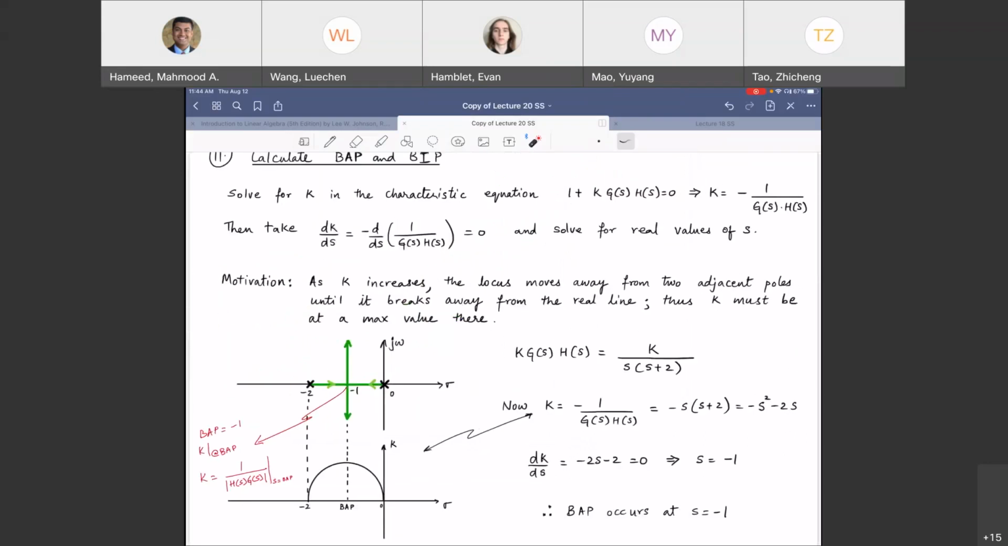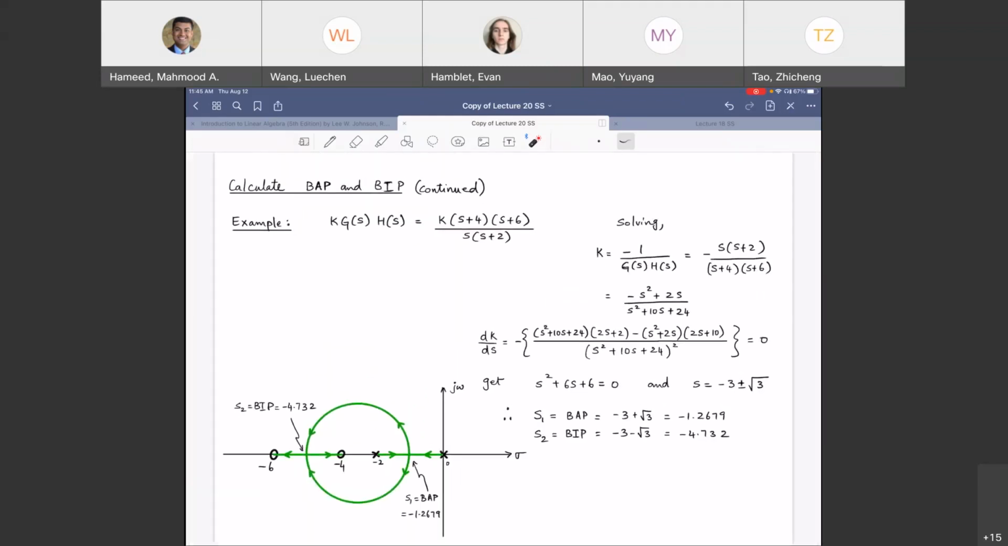Let's see. What about the break-in point? Same exact math, but instead of getting one root here, you will get two roots, right? Here we got one root, s equals -1. But when you have more points, then you will get two roots for the characteristic equation. When you differentiate and set it to 0, you will get multiple roots. One of them will qualify as a breakaway point, one of them will qualify as a break-in point, depending on your range. For example, over here, 2 poles has to be a breakaway point. If these were zeros, then that would correspond to a break-in point.